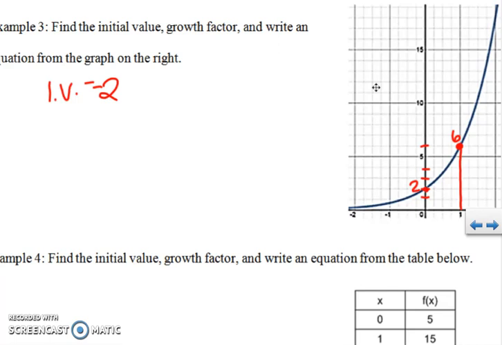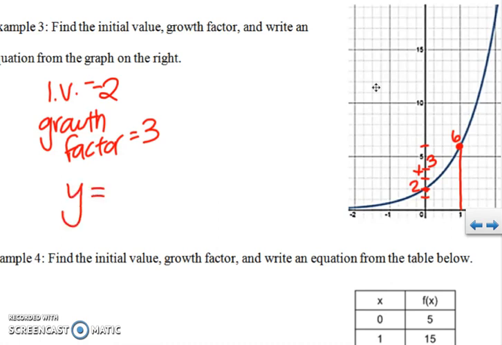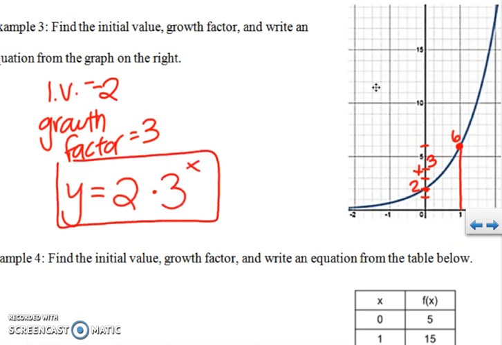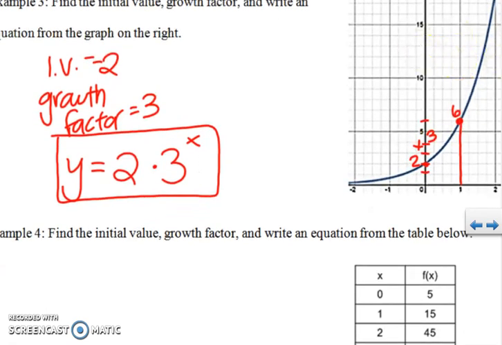Think about multiplying, not adding. So that would be 2 times 3. So your growth factor is going to be a 3. So once you have those two things, you can write your equation. So it'd be y equals 2 for the initial value, 3 for the growth factor, and then you put an x on top. Okay? So that's how you find it from a graph.